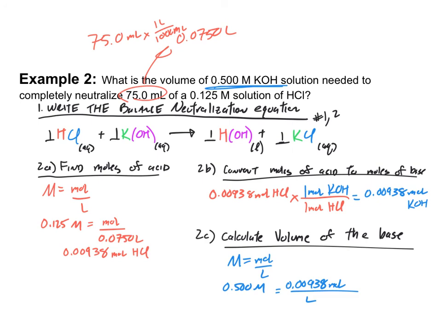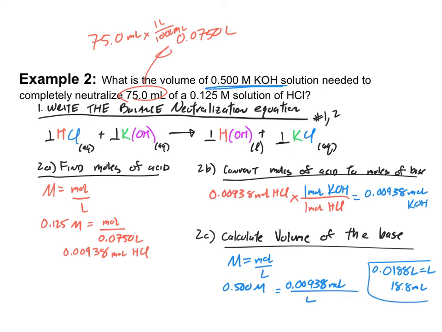So in this problem here, we're going to have to solve out for liters, and you basically end up taking the 0.00938 divided by 0.5, and you get a volume of 0.0188 liters is equal to the volume. So that's roughly 18.8 milliliters if we move the decimal back. So that's how we would solve that problem.